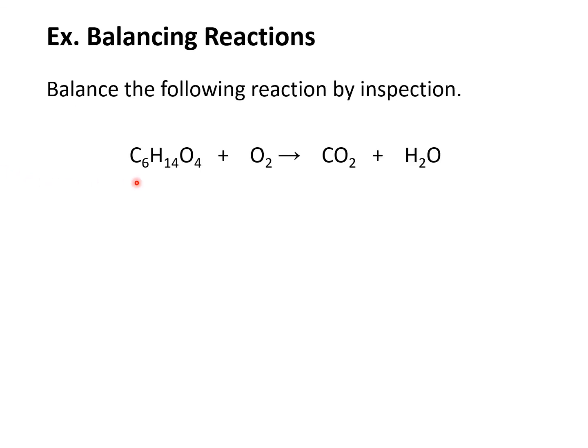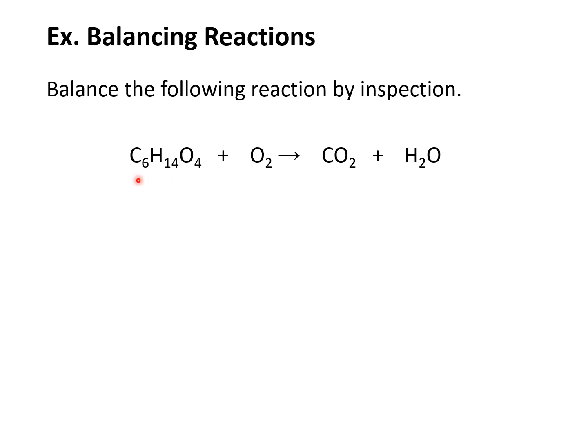In this example, we're asked to balance a reaction resulting from the complete combustion of a carbohydrate, C6H14O4. You'll notice that for complete combustion of carbohydrates and hydrocarbons, CO2 and H2O are always produced as the products. The first step to balancing the reaction is to look at elements only present in one compound in the reactant and one compound in the product. And the first element we'll look at is carbon, because it's only present in our carbohydrate on the left and only present in CO2 on the right.